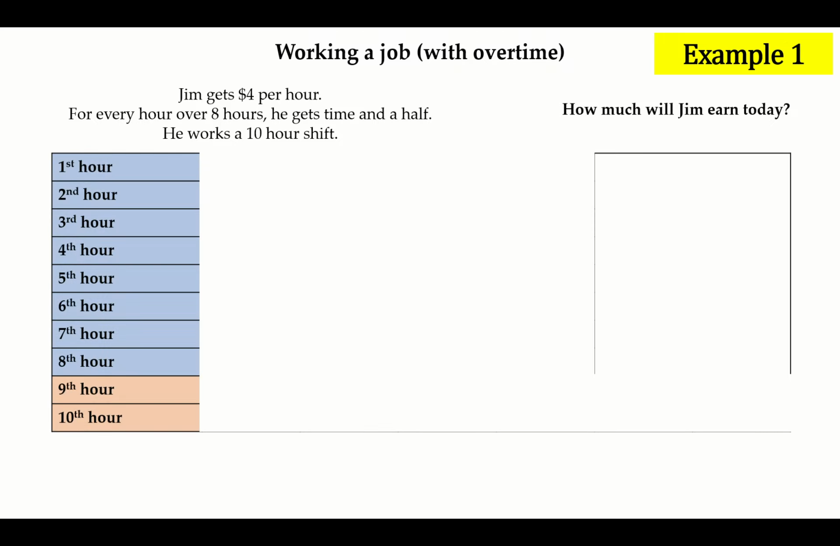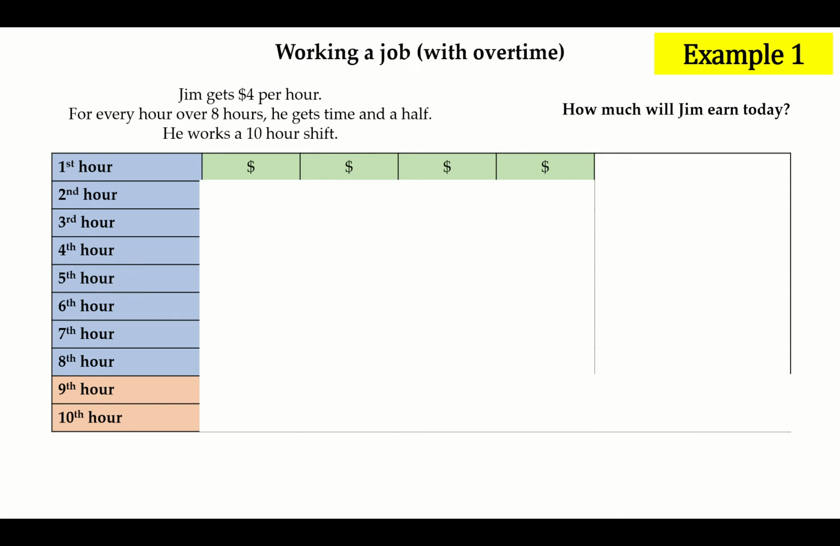What I think is a good idea is to write out a little table. First of all, you've got first hour, second hour, third hour, and so on, all the way up until the 10th hour, because you know he works a 10-hour shift. And the way that I've done it, I've just drawn little dollar signs to show how many dollars he earns per hour.